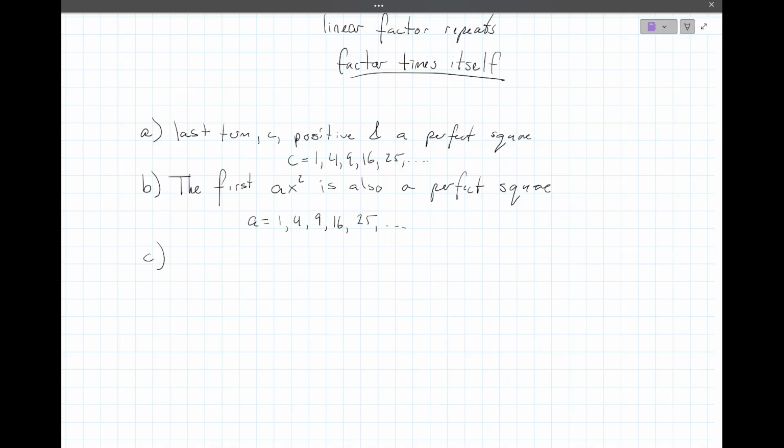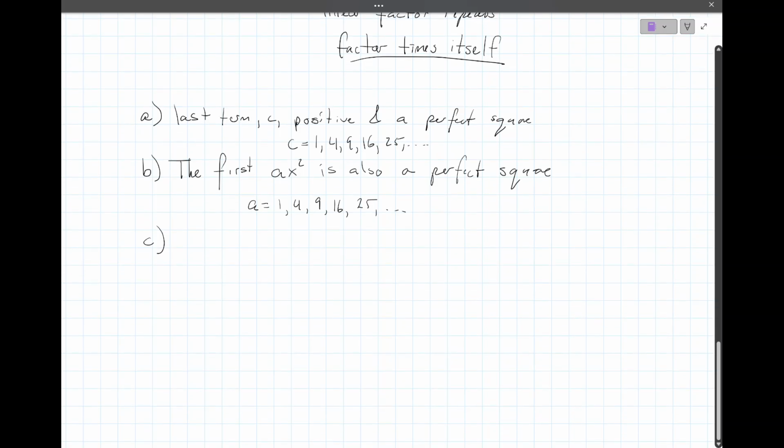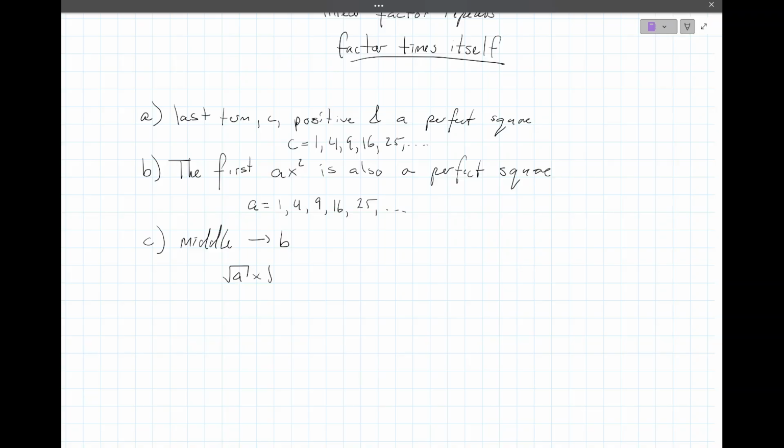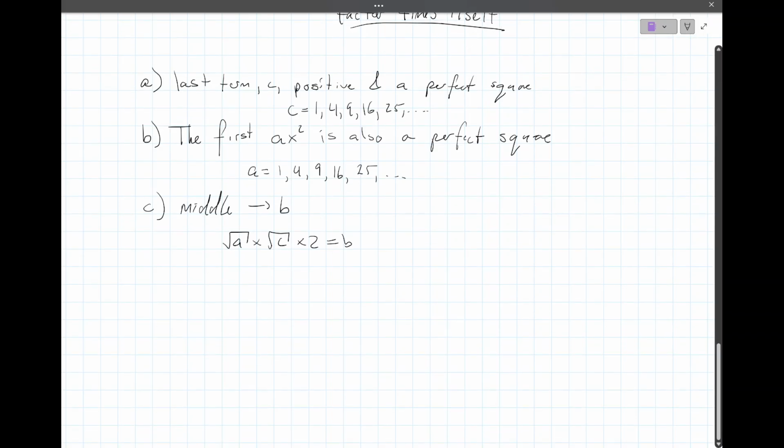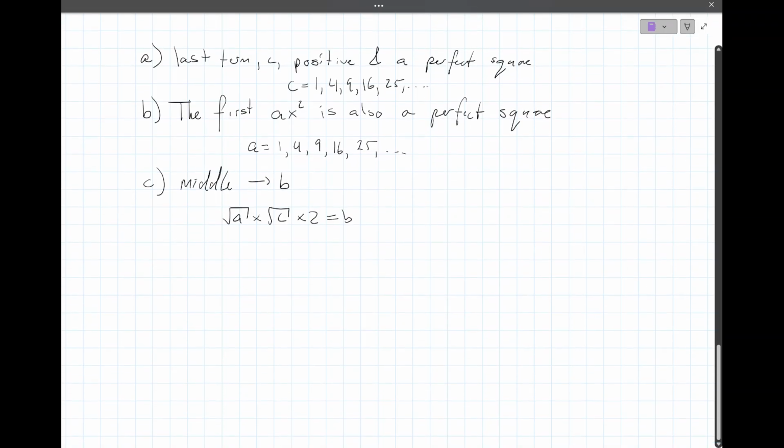And the coefficient of the middle term is the square root of the first multiplied by the square root of the last. So this just means the middle, or B, term needs to be the square root of A times the square root of C times 2 is equal to B. We'll see what that means in a moment.